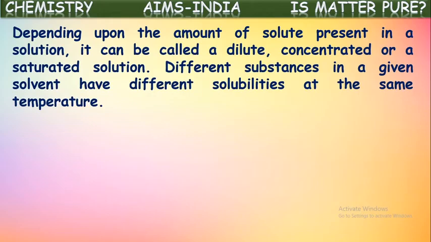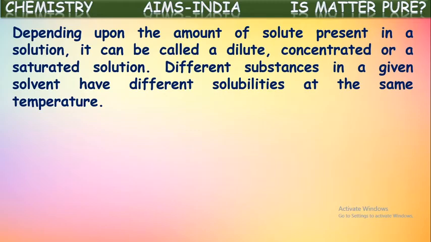Depending upon the amount of solute present in a solution, it can be called a dilute solution, a concentrated solution, or a saturated solution. So based upon the amount of solute present in the solution, it is named in different terms. What does dilute solution mean? It is a solution in which the quantity of solute is very less when compared to the quantity of solvent.